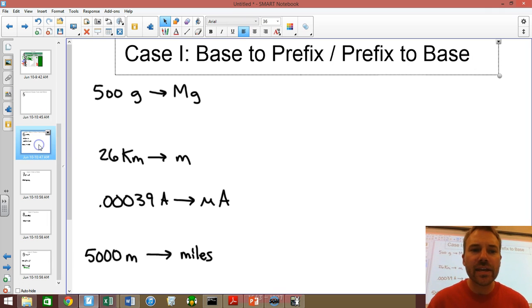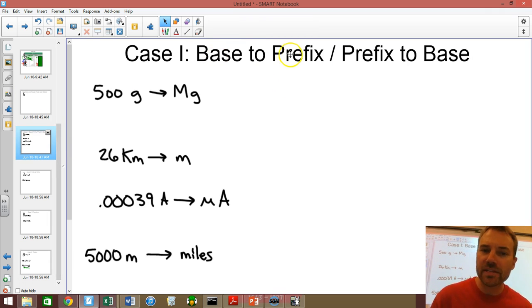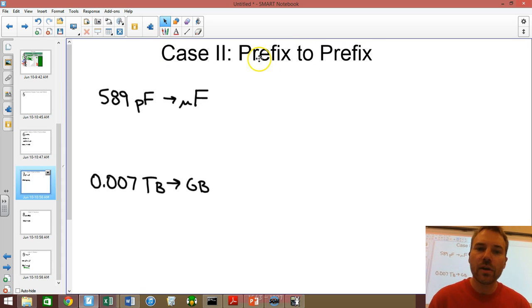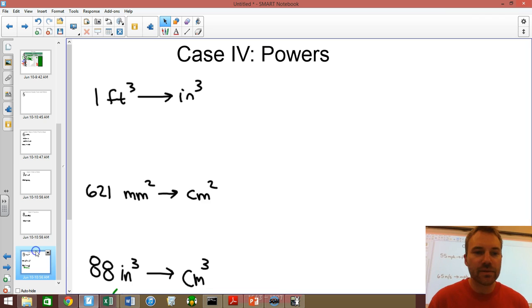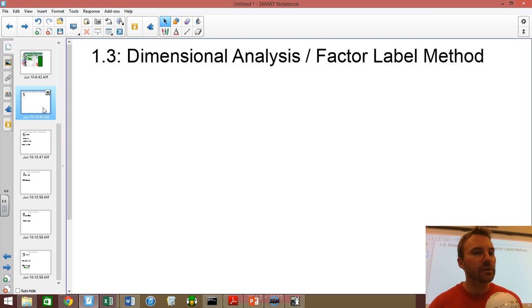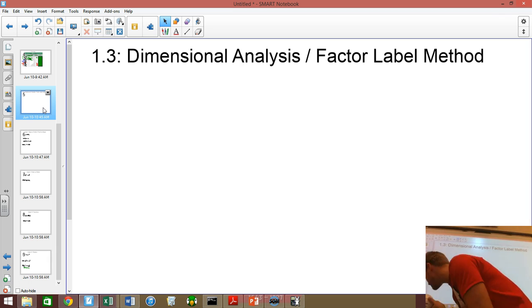Today there's actually 4 different cases that I can think of when we talk about the factor label method. Case number 1, you're going from a base to a prefix and a prefix to a base. Case number 2, going from a prefix to a prefix. Case number 3, using fractions. And case number 4, using powers. So basically what dimensional analysis factor label method is, it's a fancy way for converting between units.